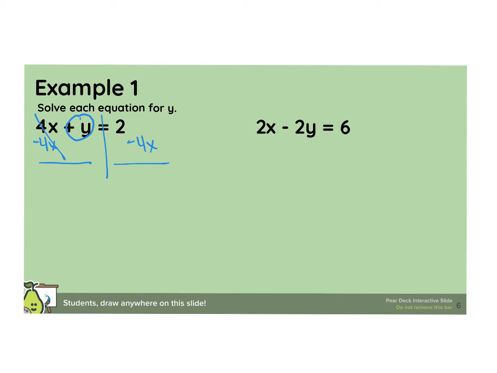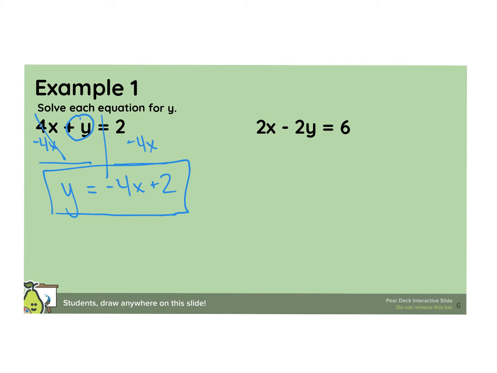The 4x is now gone. I bring down my y and my equal sign, and I bring down everything but in the right order. So bring down the negative 4x first. That 2 is positive. So here's our first equation. Y equals negative 4x plus 2.